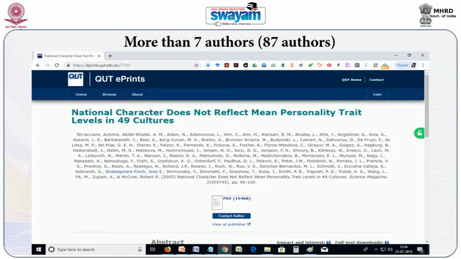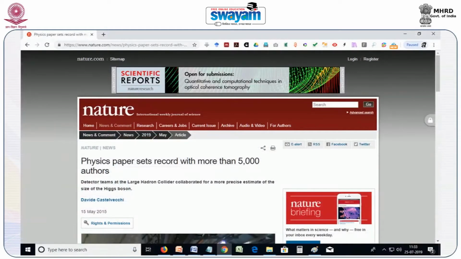There are also instances where there are 5,154 authors for a physics paper. Nature in 2015 reports that a physics paper set a record with 5,154 authors. Only the first 9 pages in the 33-page article published on 14th May in Physical Review Letters describe the research itself, including references. The other 24 pages list the authors and their institutions. We follow the same rule that applies for more than 7 authors.